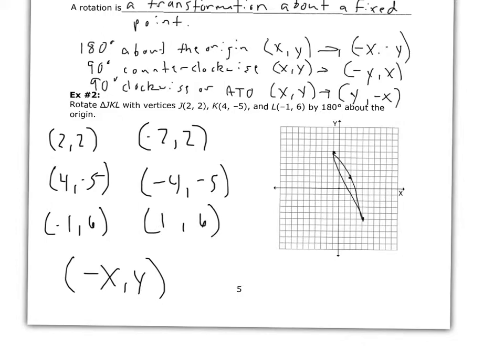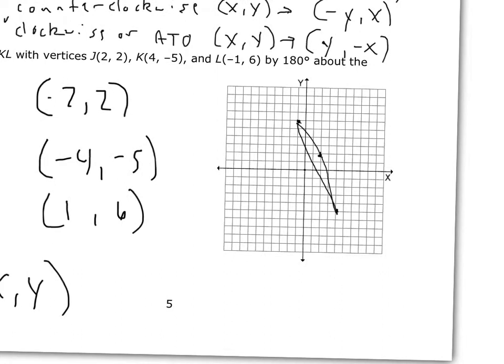Okay, so let's go ahead and graph our new points in red. So we have -2, -2. We have -4, 5. And lastly, we have 1, -6.